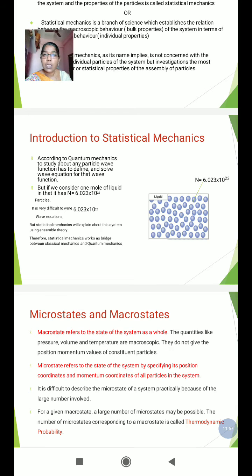Classical laws, Newton's laws, or mechanical laws are all applicable for macroscopic bodies only, not for microscopic bodies. But quantum mechanics is applicable only for microscopic particles. For atomic level particles only, we will apply quantum mechanics. But statistical mechanics works as the bridge between classical and quantum statistics. It gives information about macroscopic bodies in terms of microscopic properties. It explains both the macroscopic and the microscopic nature, and both kinds of information are obtained from statistical mechanics. Okay, now next one.